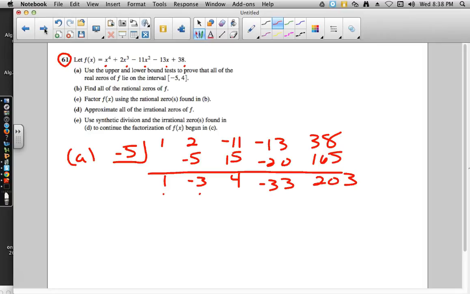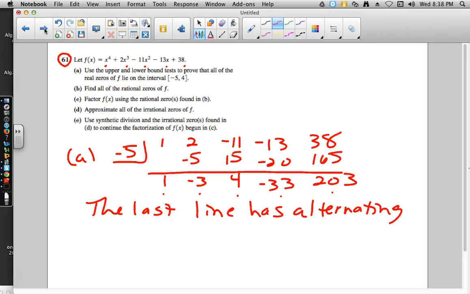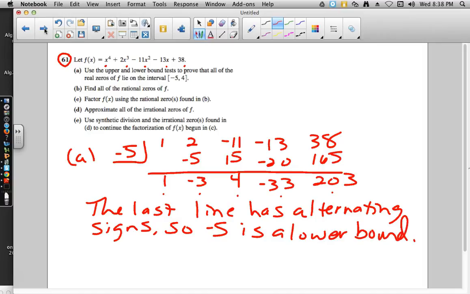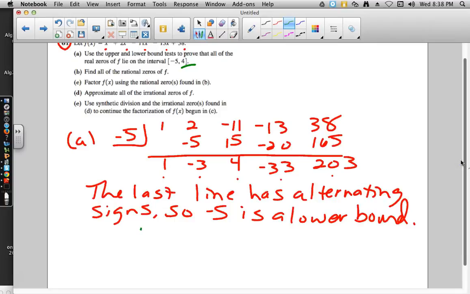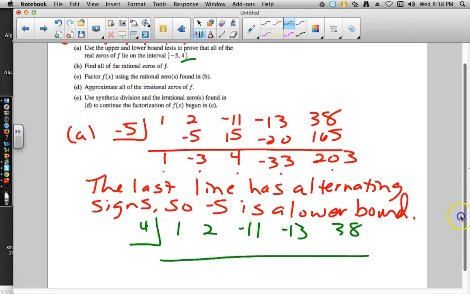And we can see positive, negative, positive, negative, positive. So the last line has alternating signs. So -5 is a lower bound. That's what we're looking for every time with lower bounds, alternating signs. Now we want to check for that upper bound, and the upper bound is a 4. So we're going to start over, and we're going to use the 1, the 2, the -11, the -13, and the 38. And we're going to check this little bugger.